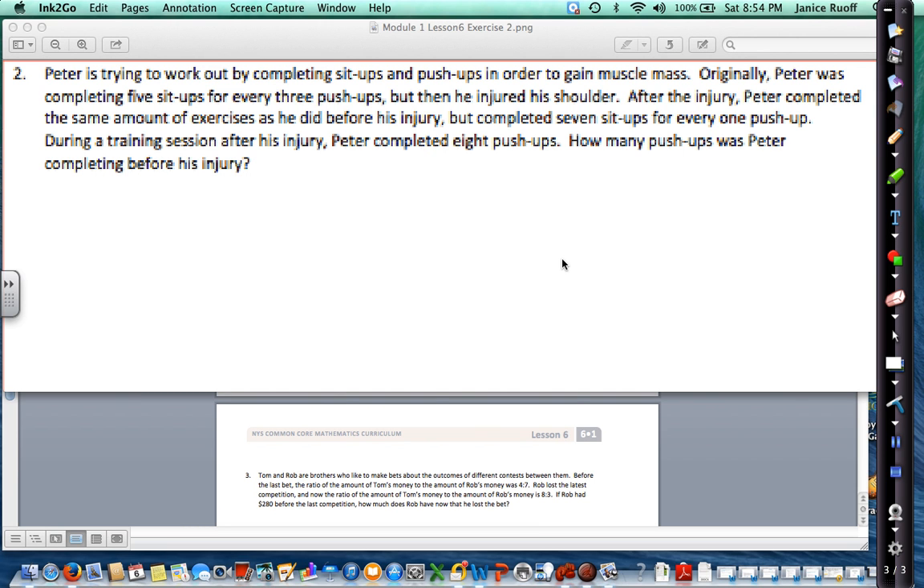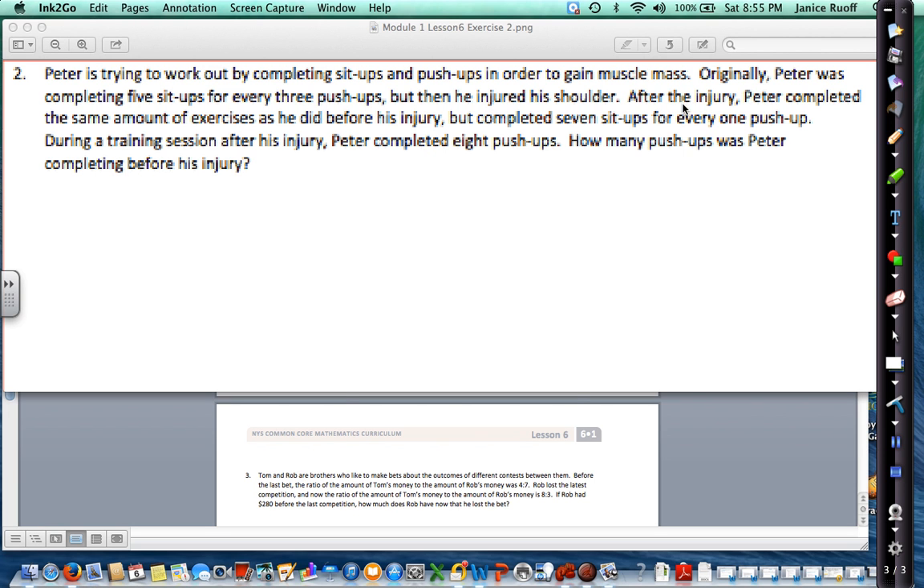In Lesson 6, Exercise 2, we're going to continue with examples using a tape diagram. Peter is trying to work out by completing sit-ups and push-ups in order to gain muscle mass. Originally, Peter was completing 5 sit-ups for every 3 push-ups, but then he injured his shoulder.